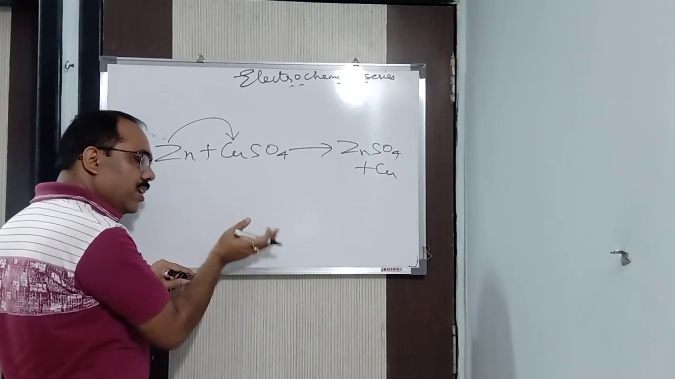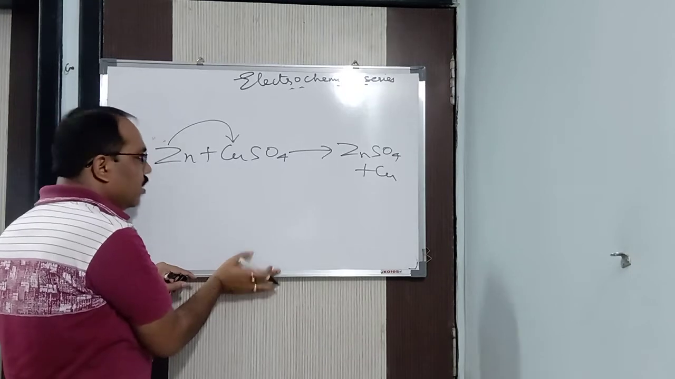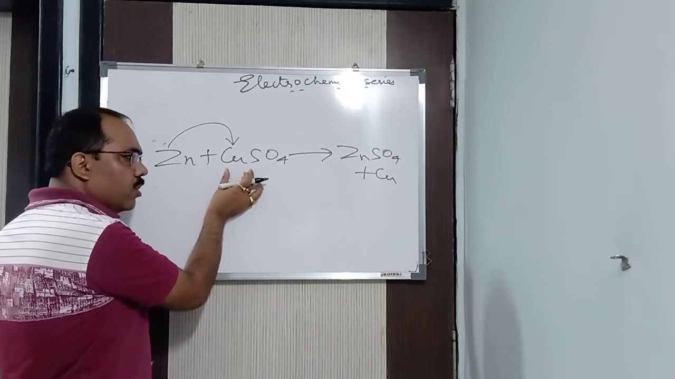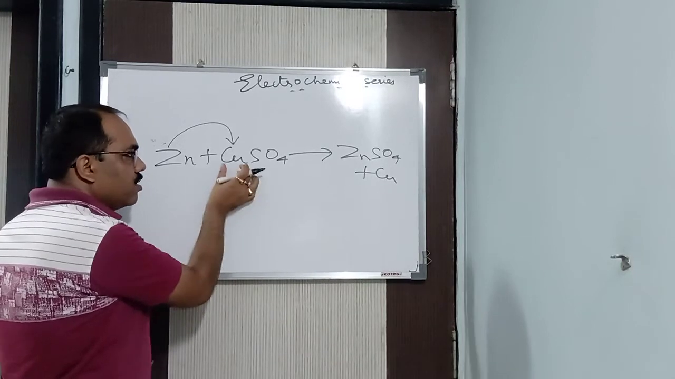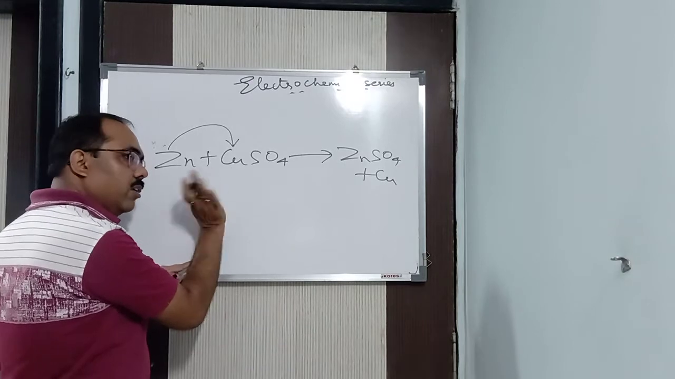That means elements which are placed at the top of the series are more reactive than elements which are placed at the bottom of the series. So copper is placed almost at the bottom, below hydrogen, because the reduction potential is positive. I remember it, so I am saying it. No need to remember, in the exam it will be given to you.